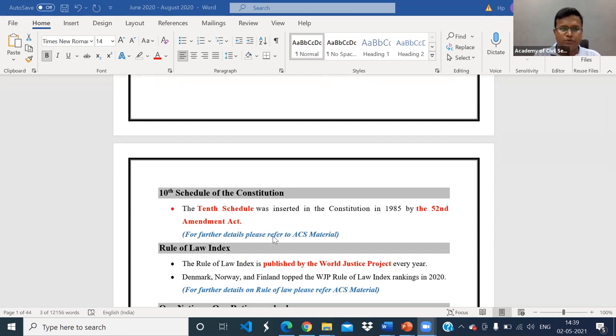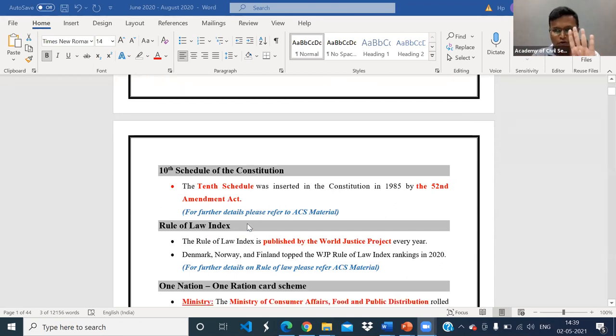10th Schedule of the Constitution. You can see that I have prepared a total of 44 pages, and at least 40 pages I have to take. The last 4 pages are the art and culture current affairs. Anyway, that is why I'm going faster. I think this way is okay, because if I explain one by one in detail, we will not be able to finish. You get a small idea and prepare yourself.